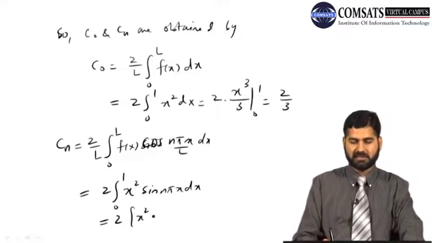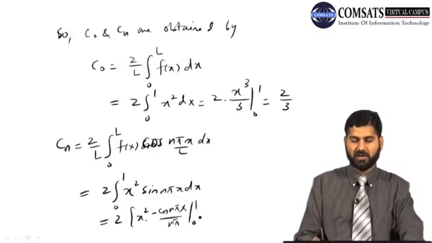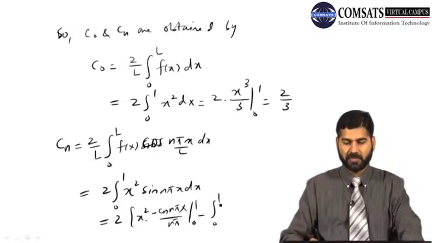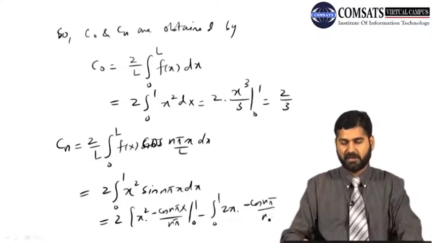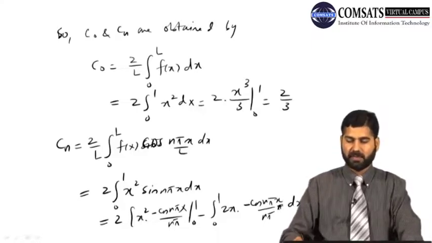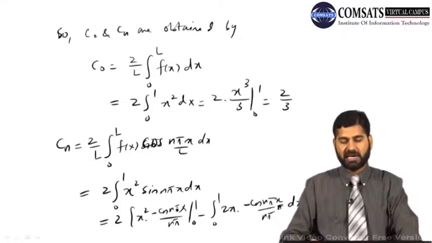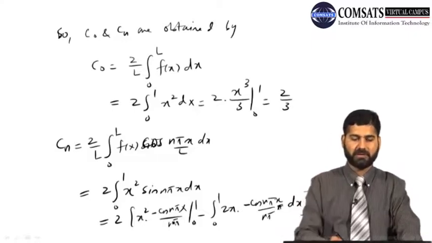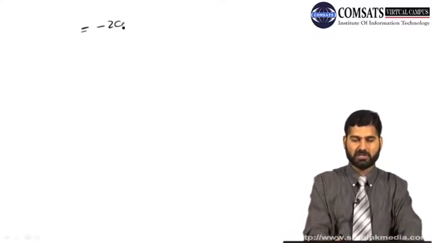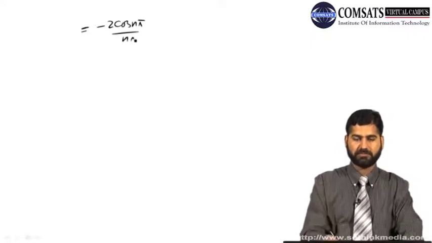x square as it is, sine has integral cos n pi x by n pi, from 0 to 1, minus integral 0 to 1, x square has derivative 2x and minus cosine n pi x by n pi dx. All right. So here if I replace 1, I will get minus cosine n pi by n pi. But if you replace 0, this x square will make it 0. So I get minus cosine n pi by n pi. Minus 2 cosine n pi by n pi.